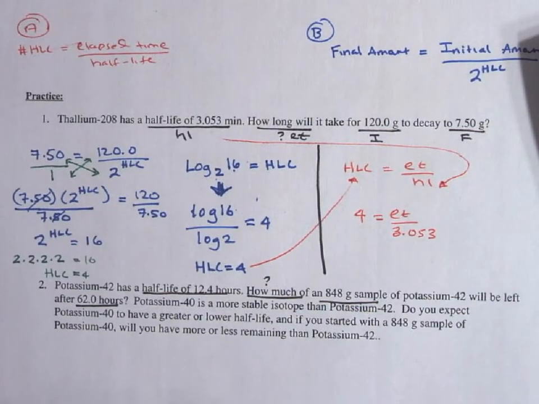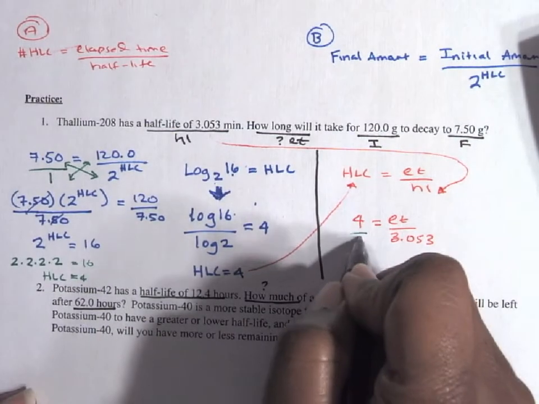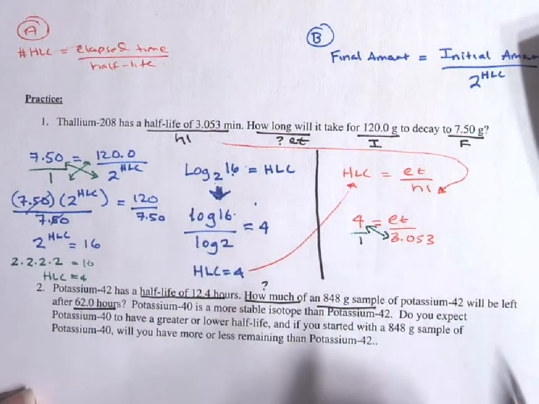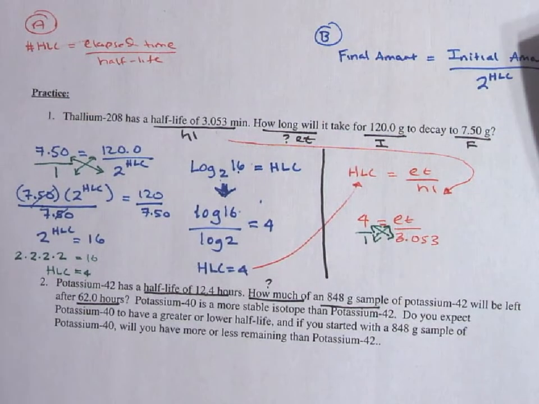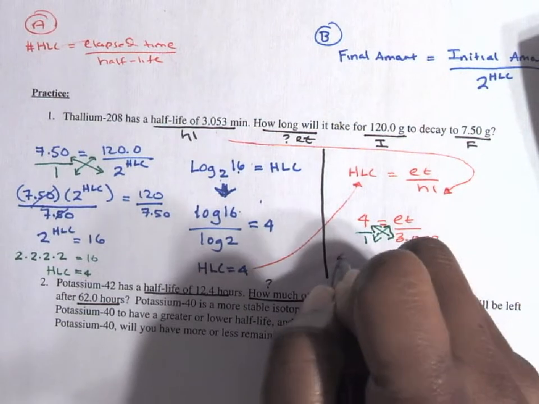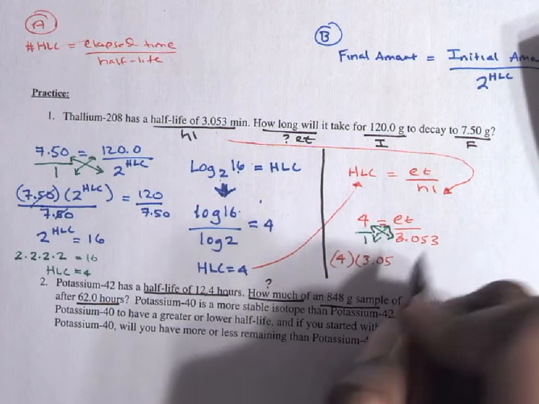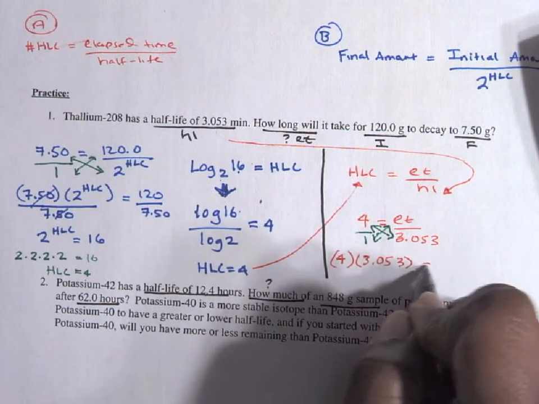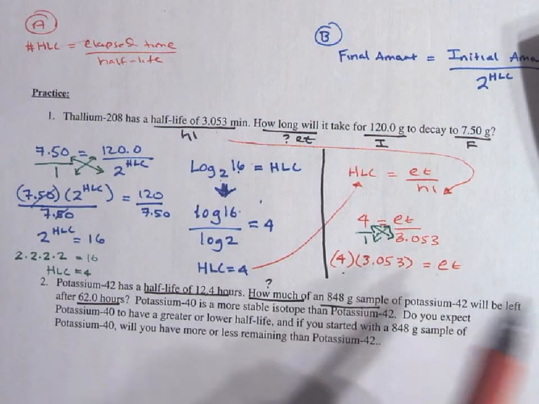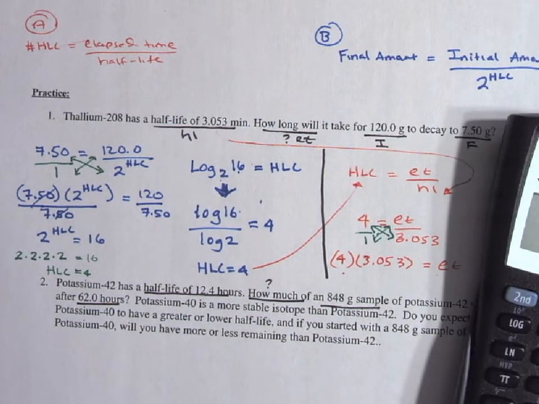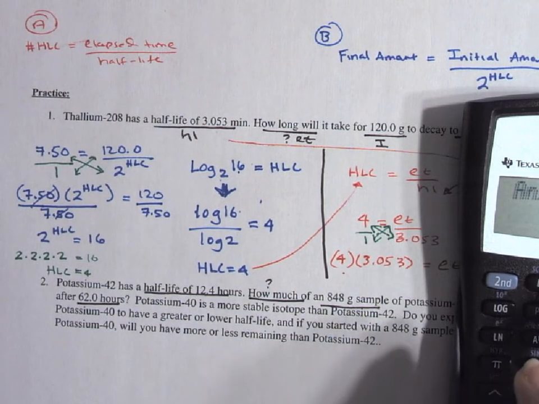So when I rewrite this, I get 4 is equal to my unknown divided by 3.053. Once again, if you have a fraction next to an equal sign, you can use the shortcut of cross multiplication. I'll multiply these together, and then I'll multiply these together. It doesn't matter which side you put it on. There is a convention, but hey. So we have 4 times 3.053 is equal to my elapsed time, and I get 12.212.